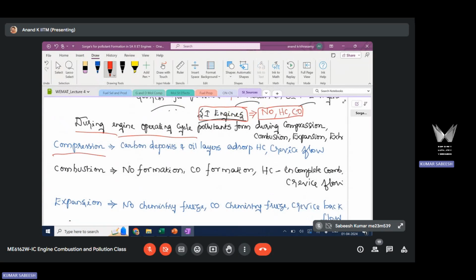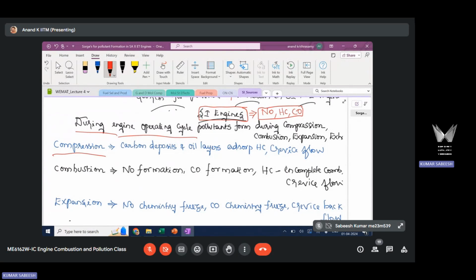Starting with compression, intake is not a major source for forming any of these three pollutants. During compression, there is a source. Okay, let us look at what is happening. During compression, in an SI engine, you are compressing fuel-air mixture. Fuel and air mixture is compressed in a spark ignited engine.